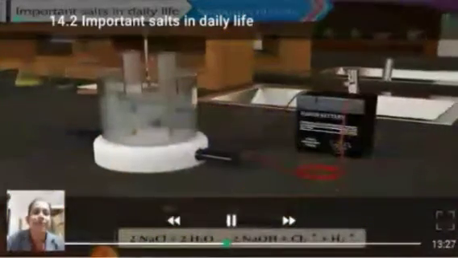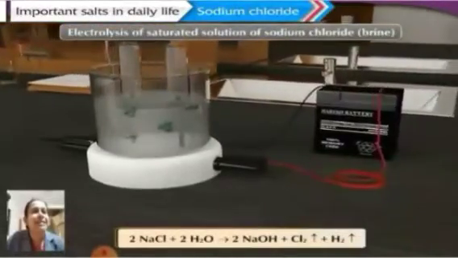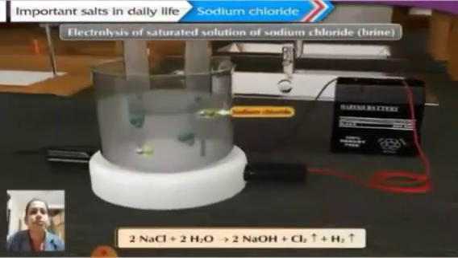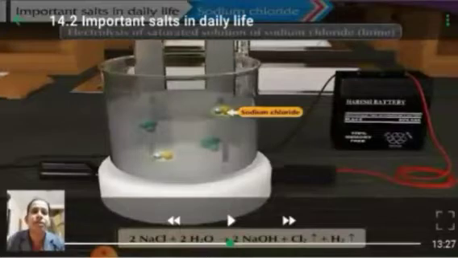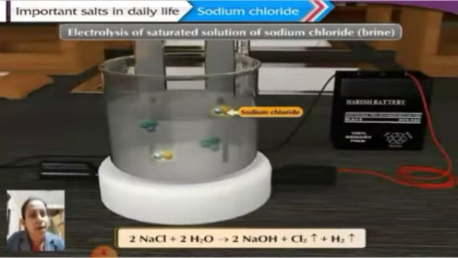It can be done by the method called electrolysis of saturated solution of sodium chloride. A saturated solution means what now? A saturated solution is a solution prepared in water, with less amount of water and more quantity of salt, which is unable to dissolve further. So when it is not able to dissolve further in the water, that solution will be called a saturated solution.